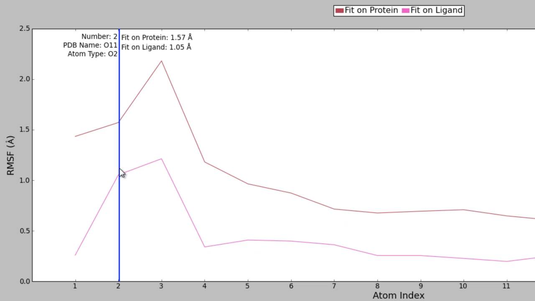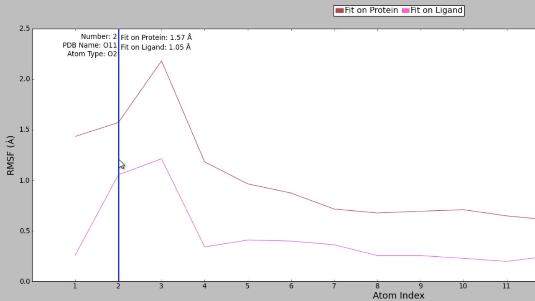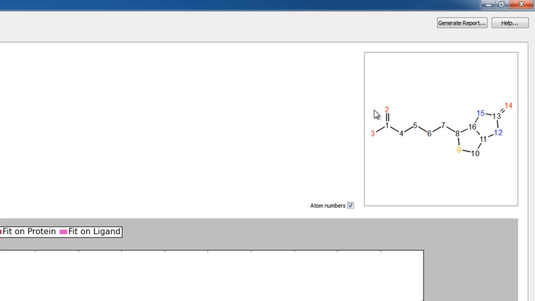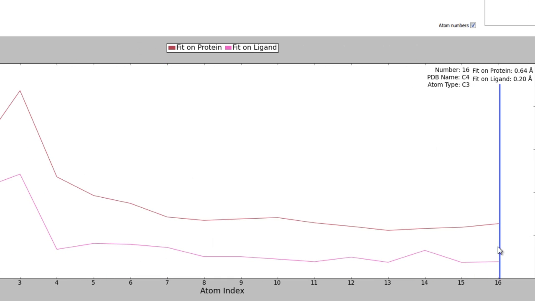We can see that atoms 2 and 3, corresponding to the oxygens on the carboxylate, show large fluctuations. This makes sense in that this tail region of the ligand is somewhat solvent exposed and able to rotate easily around the 1 to 4 atom bond so it can interact with the various waters, whereas atoms 4 to 16 are buried deeper in the binding pocket and have less space to move around and thus have lower fluctuations.